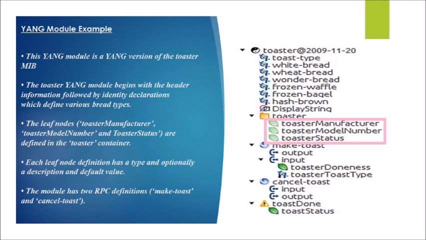The module has two RPC definitions, that is, make the toast and cancel the toast. So these are the two things. Here you can see the attribute called make the toast. If you make the toast, then you have an input and an output. In the input you give the toaster doneness, so the thickness or constraint of the toast, and the type of toast. If you cancel the toast, you give cancel input, and the output is that the bread comes out without toasting. Then after that you have a declaration called toast done, and it shows the status of the toast. So this is all about the toaster example of a YANG module.